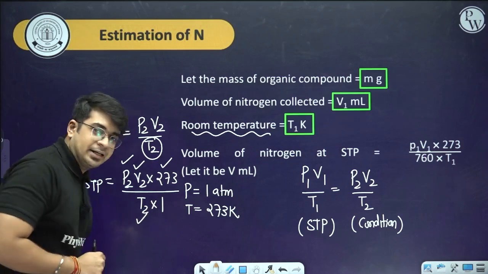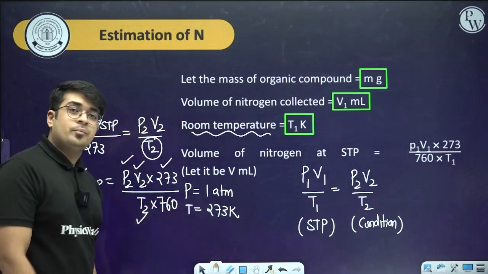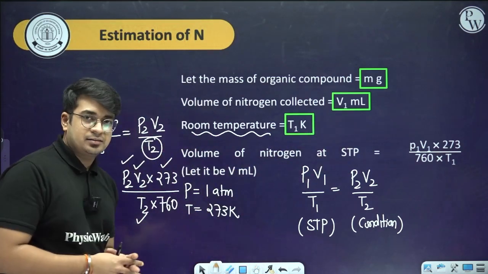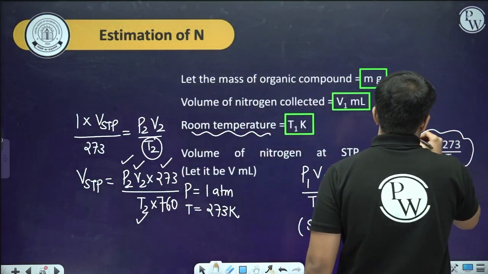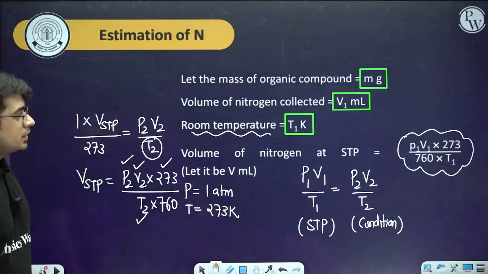Now, if I want to convert the entire data, 1 atm may be 760 mm of mercury. So you can do that part, and that's how you can deal with the entire analysis. So this is the volume of nitrogen being collected at STP. I hope this first portion is clear.